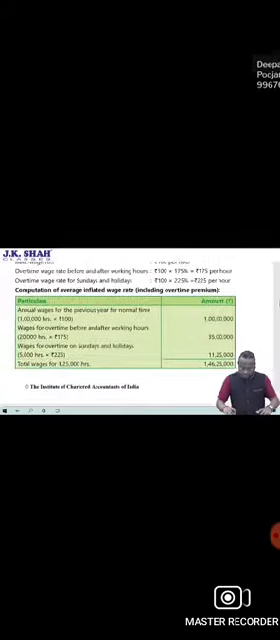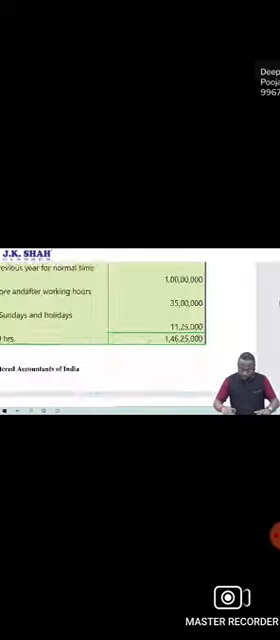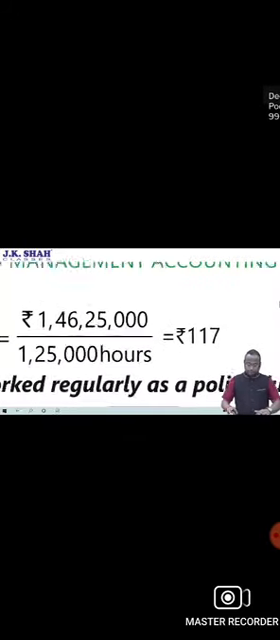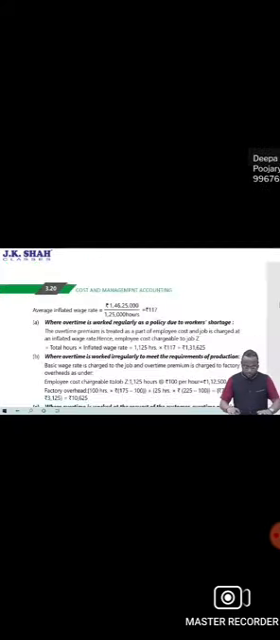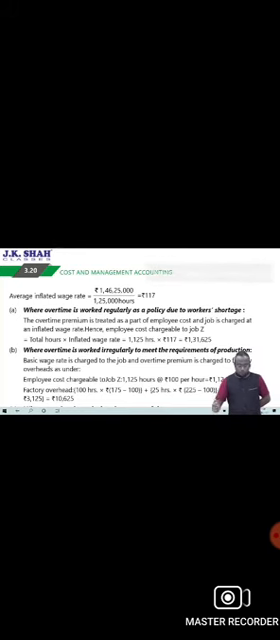Now, what we have done while discussing, they have also done the same thing. 1 crore 46 lakh 25,000 is the cost. So 117 is the rate. Now, first part, when overtime is regularly worked, the overtime premium is treated as part of employee cost, and the job charged is 1125 into 117 straight away. I told you it is a labor cost.